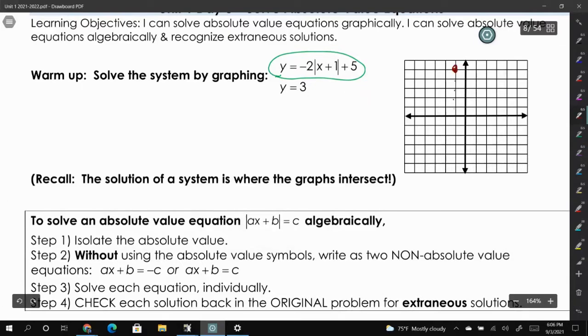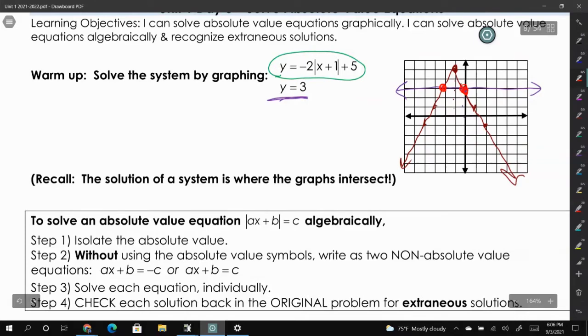There's my vertex and our slope. Down 2, down 2. So it'll look something like this. And y equals 3, remember that is a horizontal line at y equals 3. So I graphed both equations of the system. And remember, where the intersection is, that's your solution.